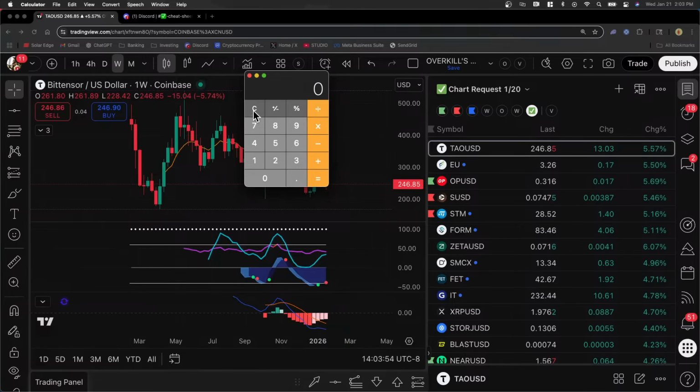So let's just use a $10,000 portfolio for an example. If this green dot comes, I don't want to exceed more than 2.5%. So if I take 10,000 and multiply by 0.025, that's 2.5%. If it was 0.25, that's 25%. We want to do 2.5. So I wouldn't invest more than $250 of my $10,000 portfolio into TAO on this dot.